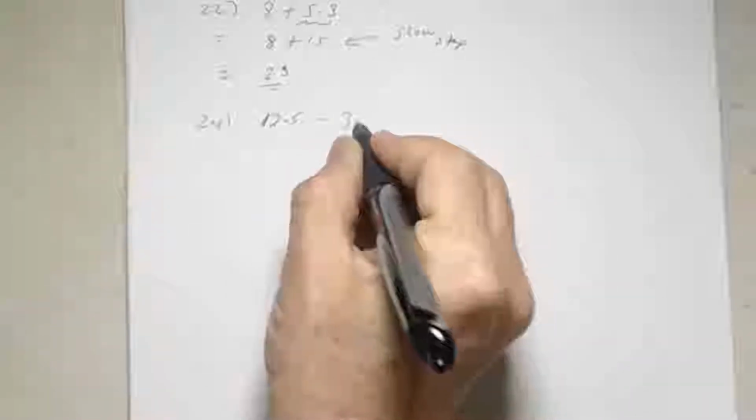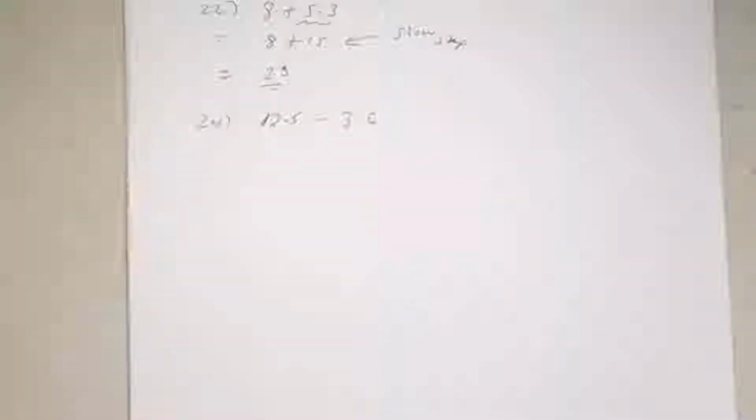Minus 3 times 6. All right, remember the steps. Let's talk about the order of operations. Are there any grouping symbols? No. Are there any exponents? No. All right, now what's left though? Multiplication and subtraction. Okay, so let's talk about your steps.